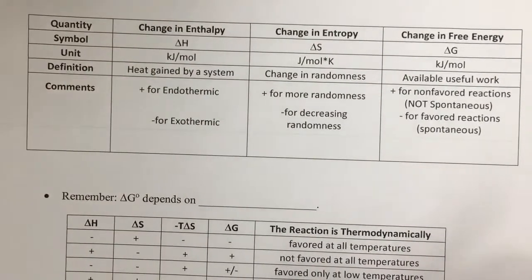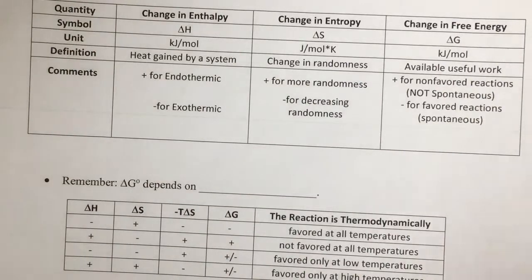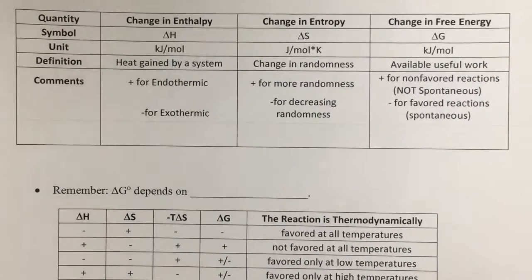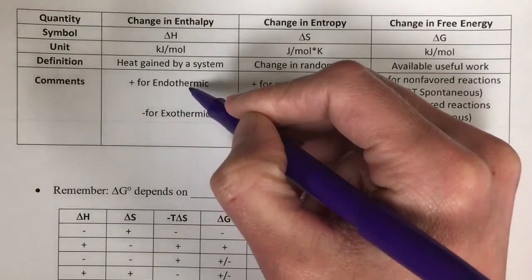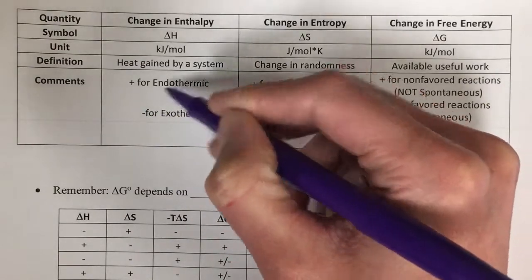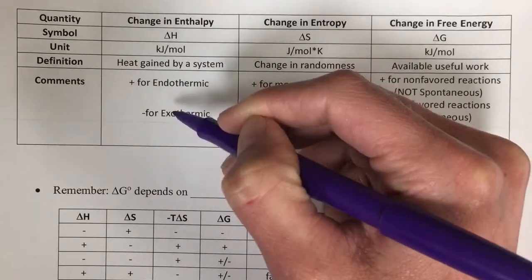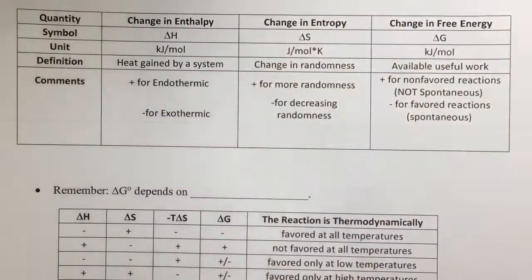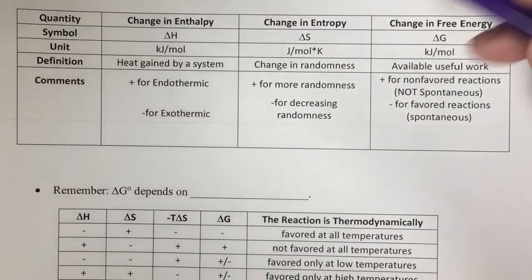So just a quick summary. These are the values we've been talking about in this chapter, and it's really important that you understand how they're different and how they're related. Delta H is going to be enthalpy. Positive tells me the reaction is endothermic. Negative, the reaction is exothermic. Exothermic is favored, but it does not mean the reaction is spontaneous.